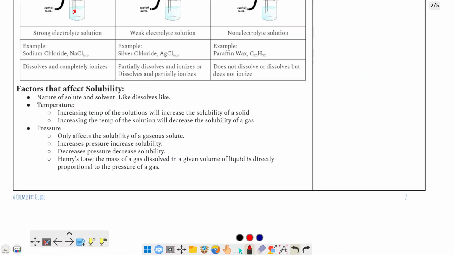Now, moving into some more ideas about solubility, remember that term means dissolvability. We have several factors that will affect how well something will dissolve. First up is the nature of the solute and solvent. Your note sheet says like dissolves like, but what I want you to add in is that polar solutes will dissolve in polar solvents, and also nonpolar solutes will dissolve in nonpolar solvents.